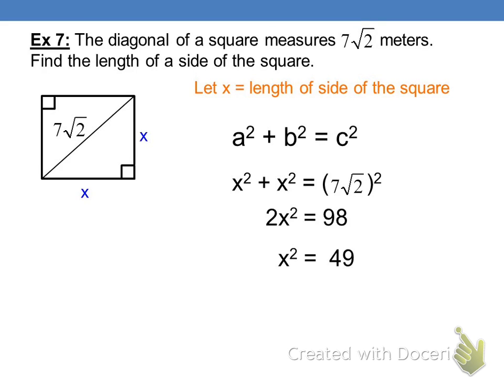Are you excited that it's 49? Yeah. I'm excited. Why? Because it's a perfect square. The answer is 7 meters. Don't forget the period because it's an abbreviation.